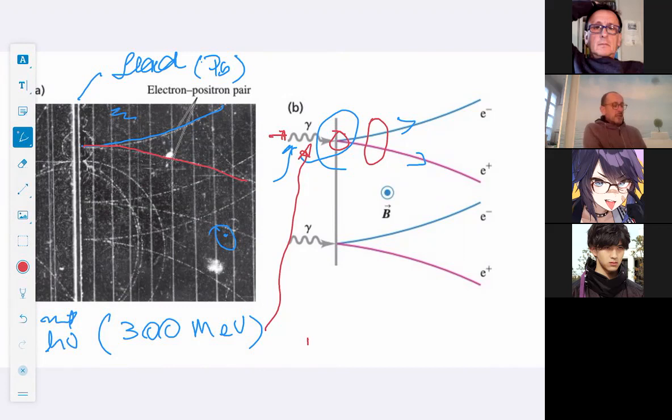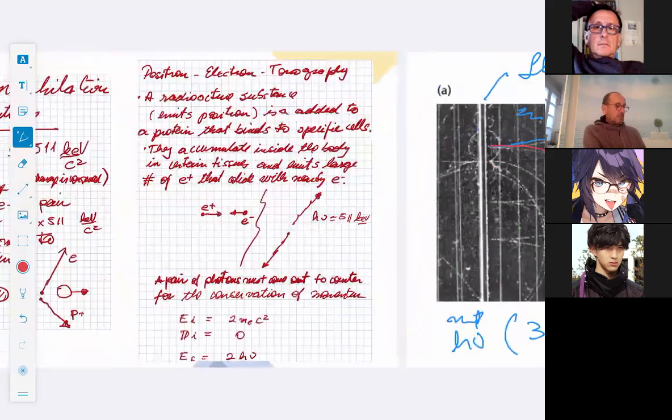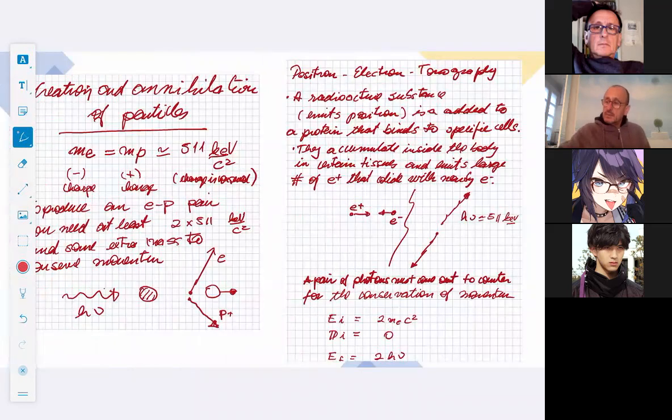This energy here should be enough to produce a pair of positron and electron, let me see. A positron and an electron. Actually, the mass of the electron and the mass of the positron is the same, and it's approximately equal to 511 kilo electron volt divided by c squared.